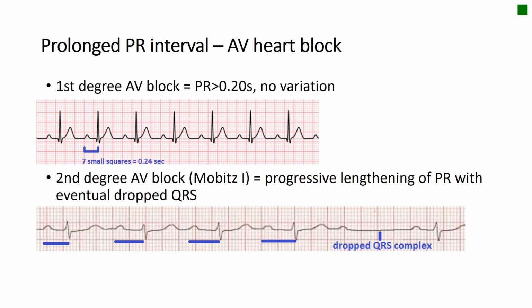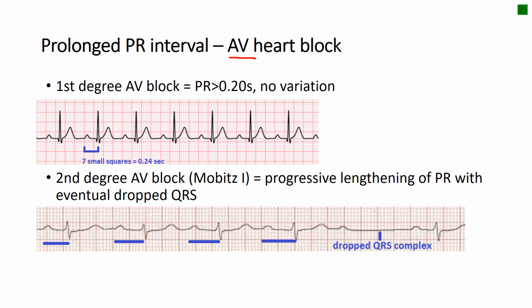If the opposite happens, where you've got a prolonged PR interval, as in a block, there's something blocking the electrical current getting through, usually like with the AV node, then if it's the same distance between the PR interval every time, as it is in the top diagram, it's 7 small squares as opposed to 5 small squares or less, then that's called first degree heart block.